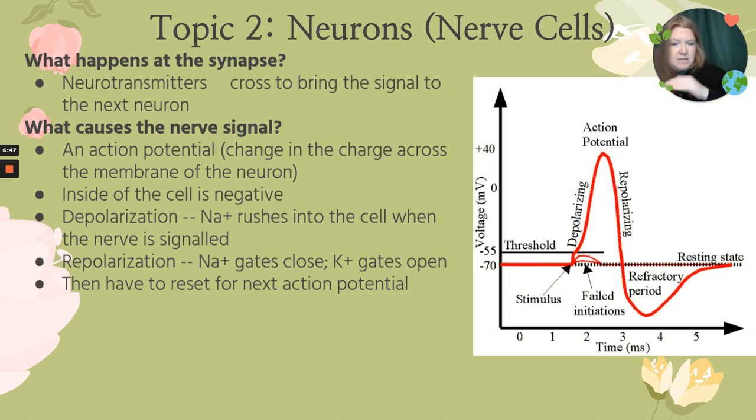So here's the process. So you can see the inside is negative. You can see it at negative 70. You can see those failed initiations when not enough sodium came into the cell to reach threshold. You see that black line threshold? Those failed initiations didn't get to threshold. Once threshold is reached, sodium rushes in, depolarizing that neuron. You can see how all of a sudden it becomes way positive, right?